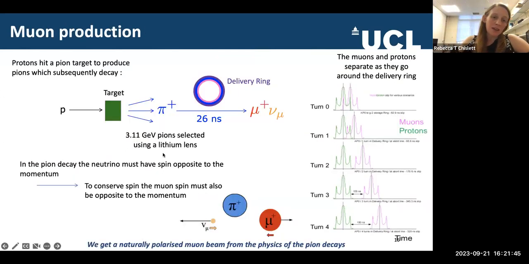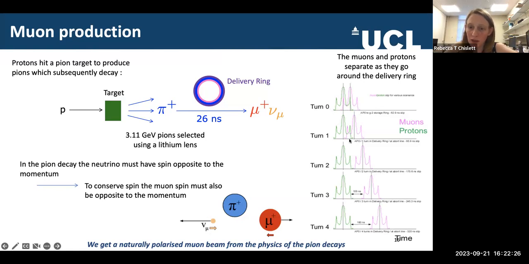So this is a summary of how the muons are produced. As I said, you take the protons that are smashed into the target, and then we select pions from this using a lithium lens at slightly higher energy than we want the muons to be. And then as they go around the delivery ring, these pions decay into muons. Well, positive muons is actually what we use. And so we go around the delivery ring about 4 times, by which point most of the pions have decayed to muons, and we have a pure beam of muons.